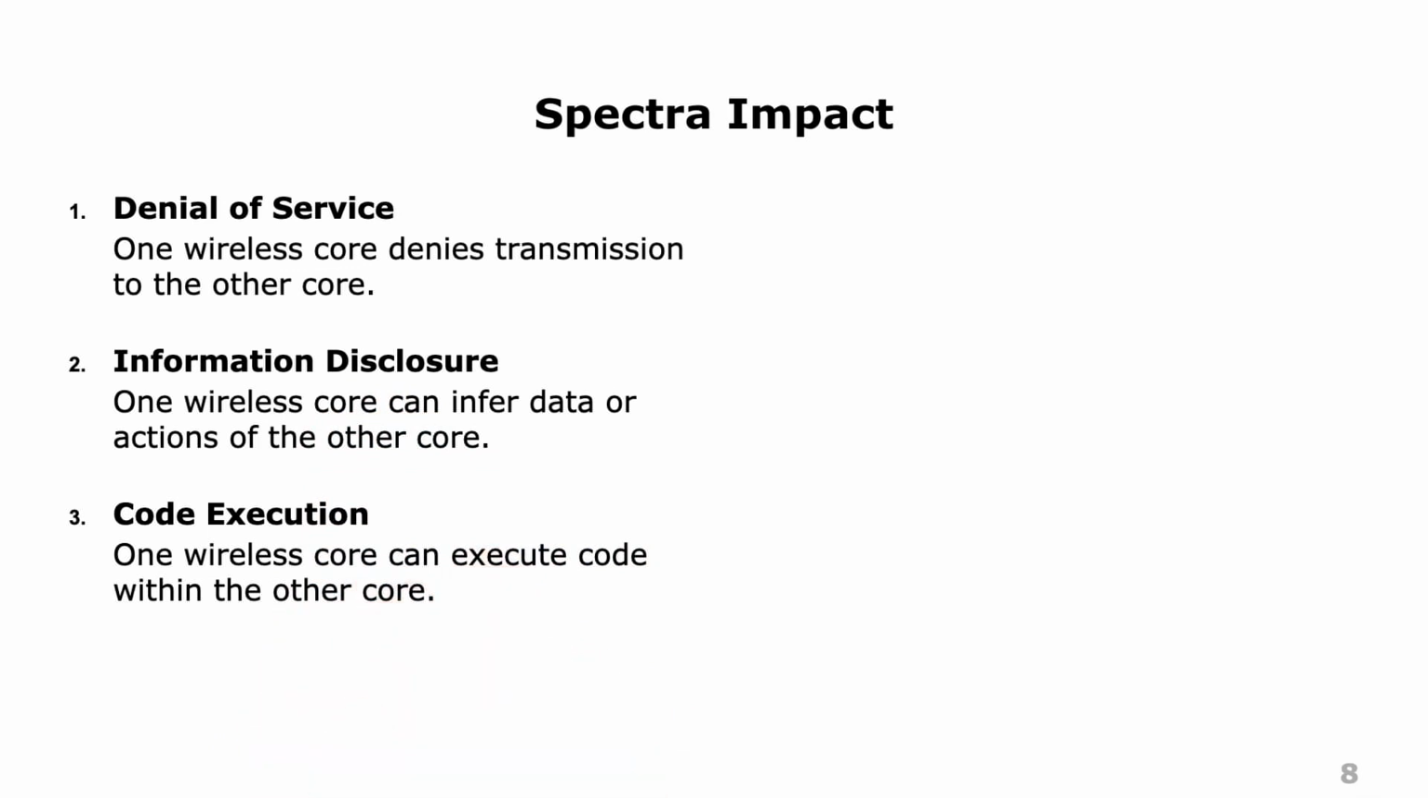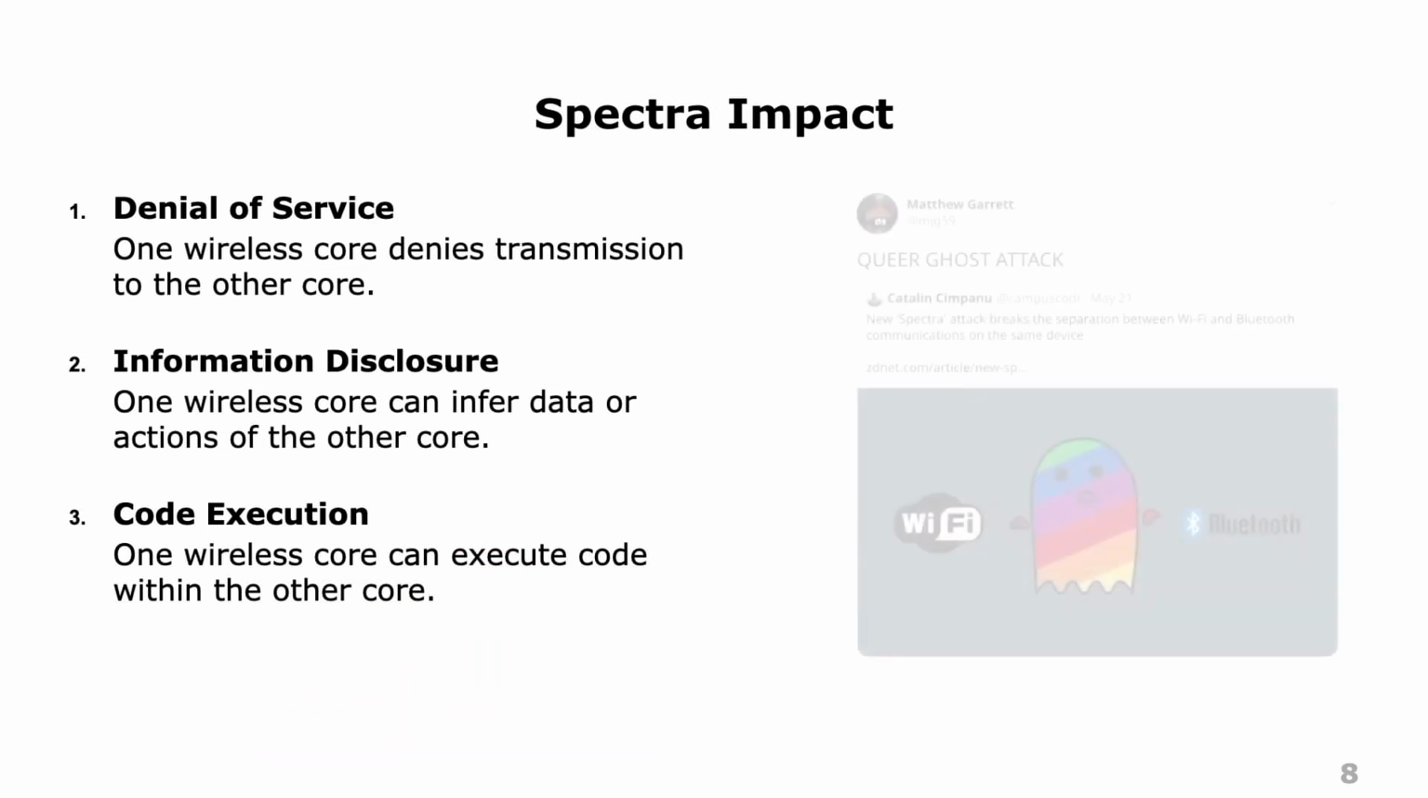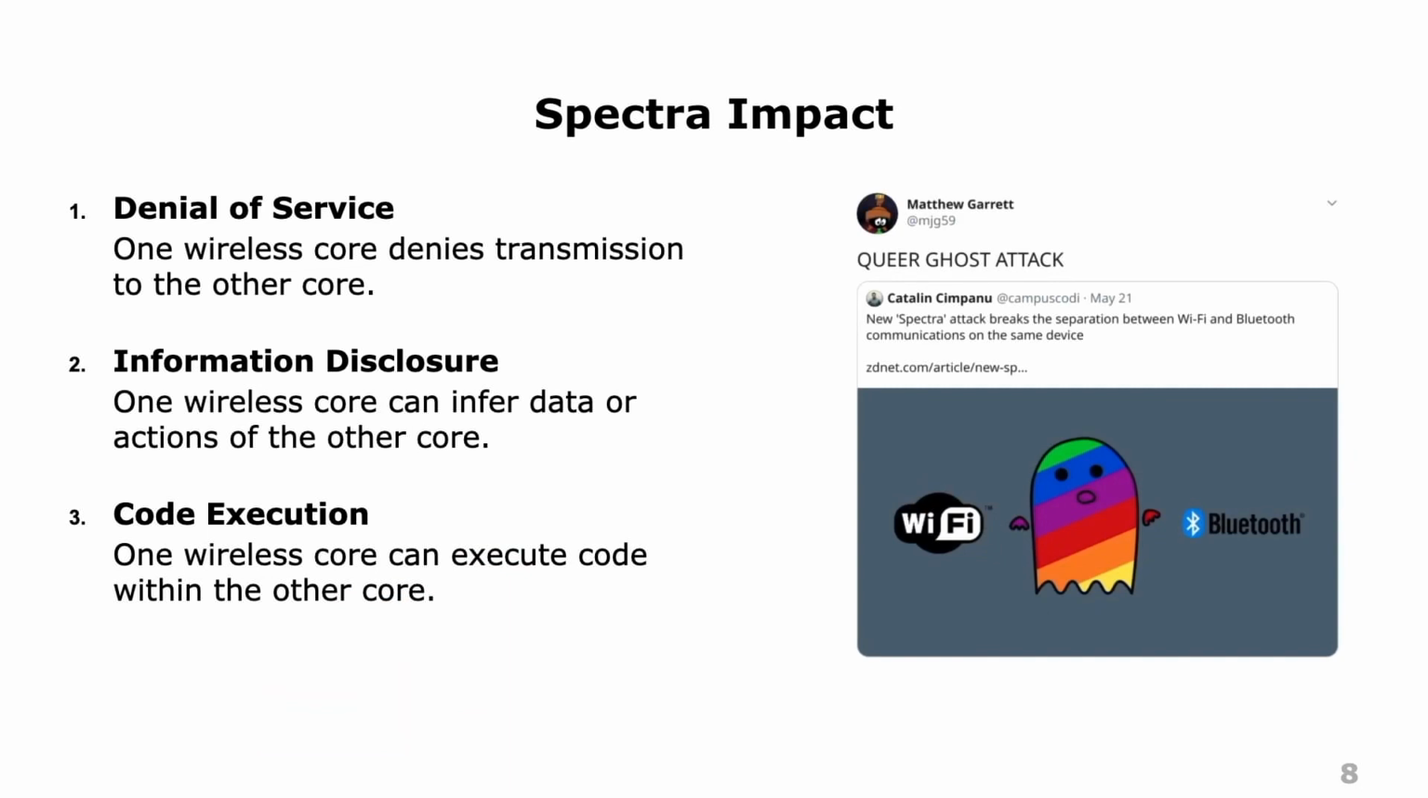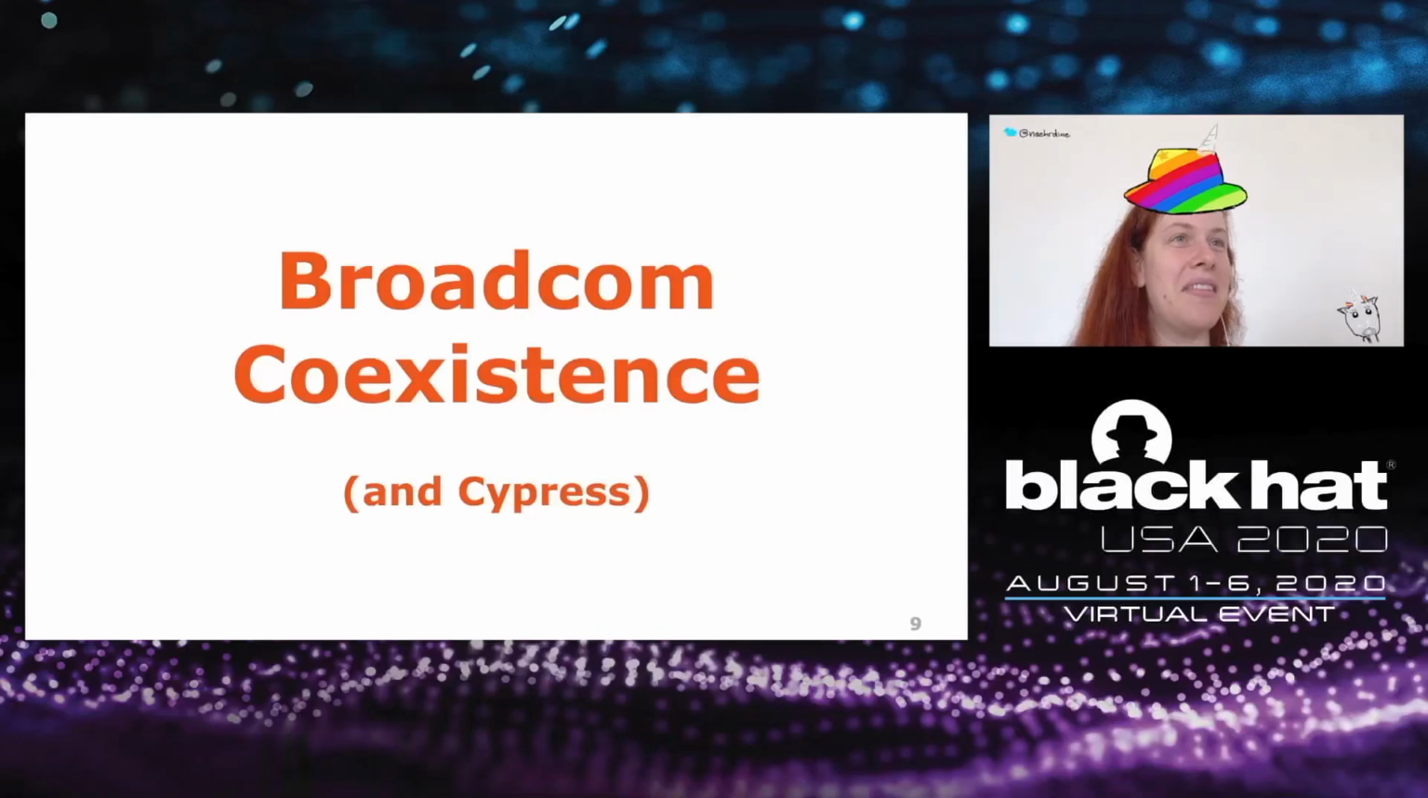Now, the attack name is a bit, let's say, complicated because it's hard to find on the internet, as Spectra is already a word. And so you might also stick to this alternate name, which is the queer ghost attack, whatever, go for whatever name you prefer. And now let's try to exploit all of this.